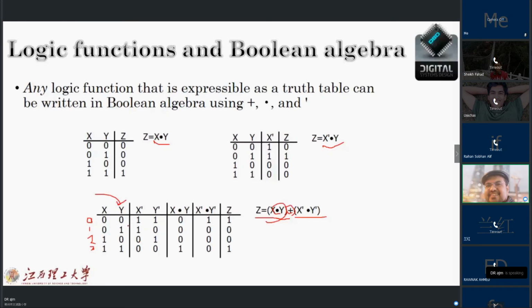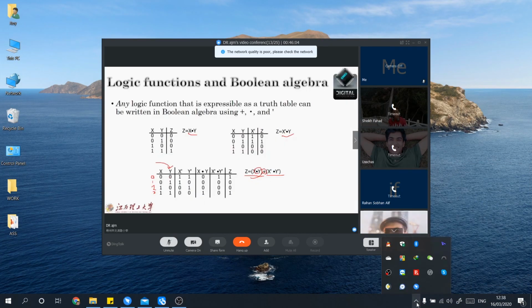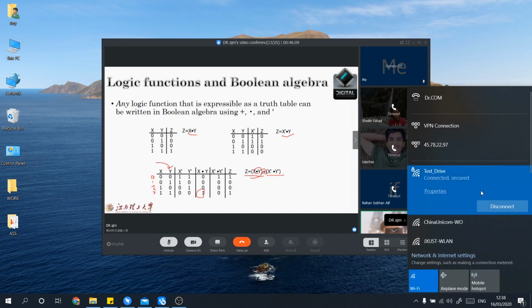Another one, X bar, Y bar. 0 not is 1, 1 not is 0. Okay, next. The AND between X and Y, and X bar dot Y bar. You will see here 1 and 1 is 1, and this is Z.